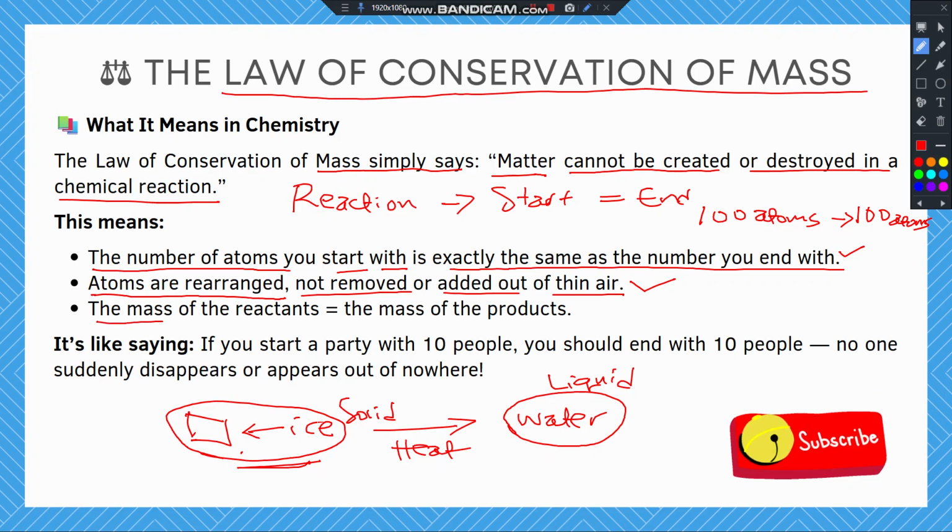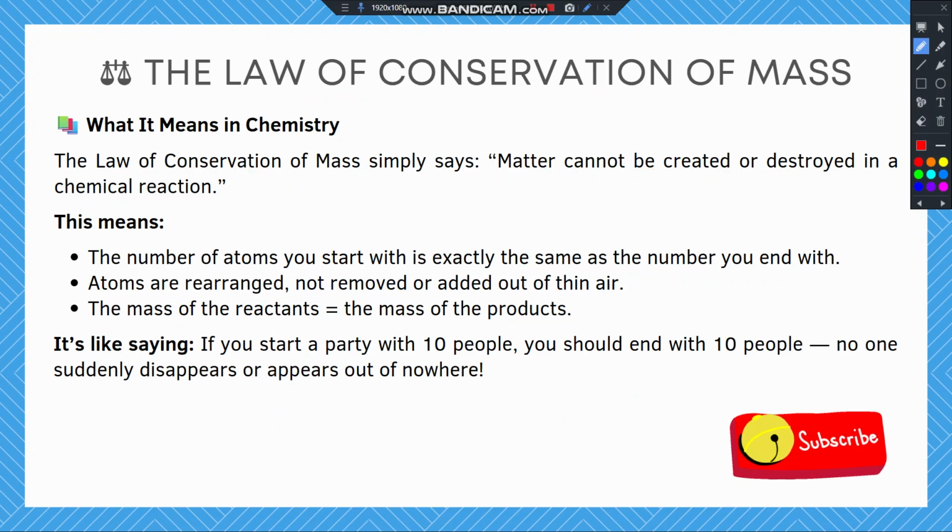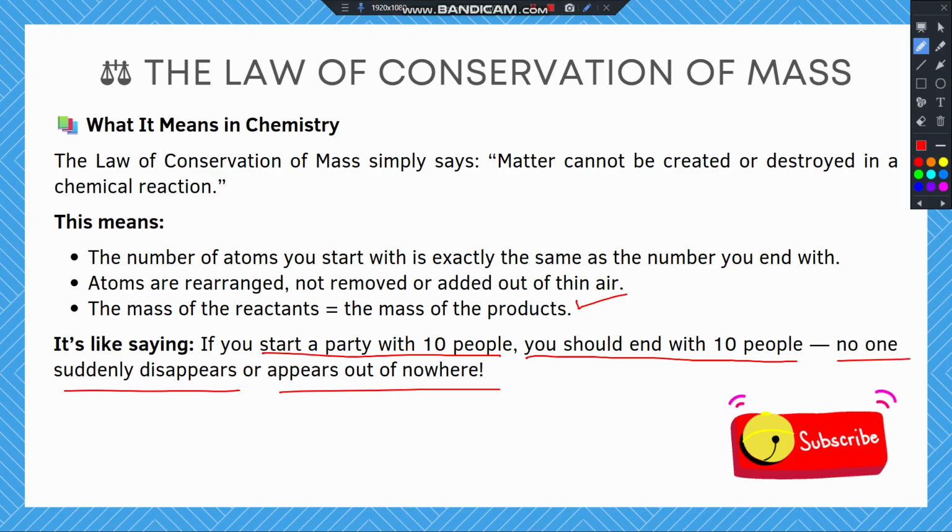And then thirdly, the mass of the reactants must be equal to the mass of the products. Now, this is the simplest way I believe that you can break down the law of the conservation of mass. What the law of conservation of mass simply says or implies is that the mass of reactants is always equal to the mass of products. It's just like saying, for example, you begin a party with 10 people. At the end, you're supposed to end up with 10 people. No one should suddenly disappear or appear out of nowhere, except maybe they kidnapped a person. That's just by the way though.